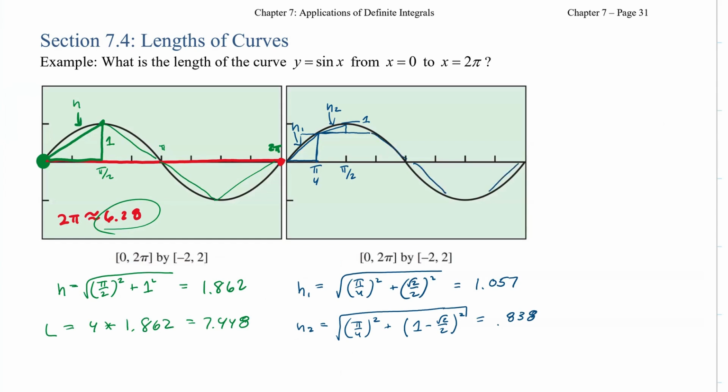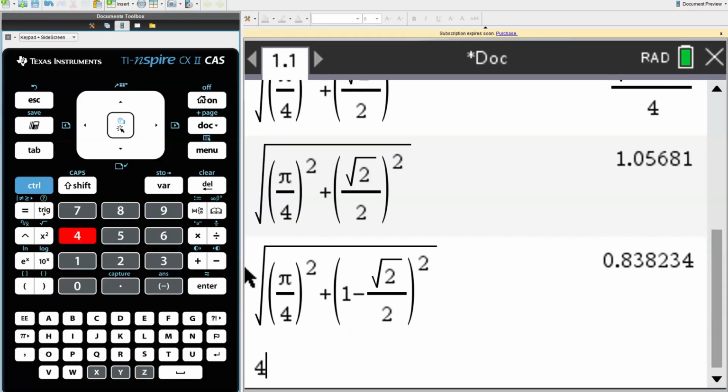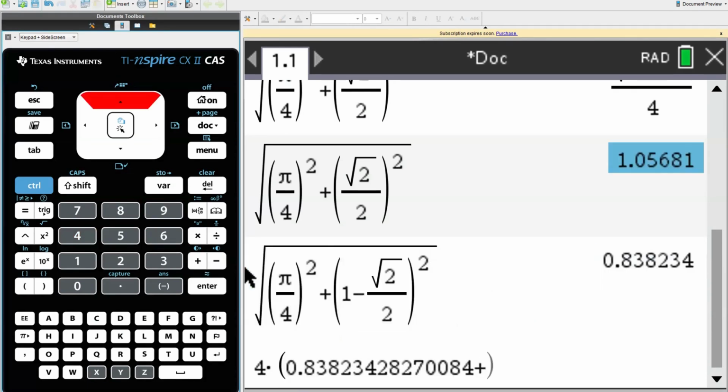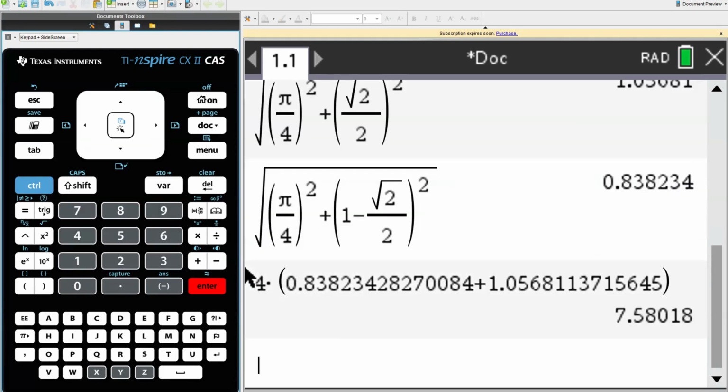And it seems to me like we'd have 4 of those H1s and 4 more of those H2s. So how about our length estimate? Our length is approximately 4 times H1 plus H2. All right. So 4 times, parenthesis, this number plus that number. Okay. 7.58.